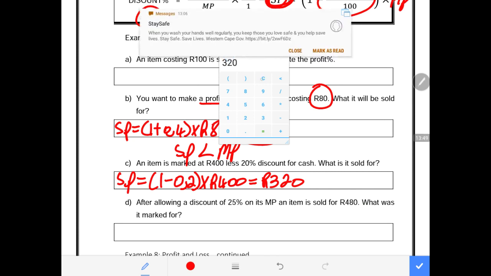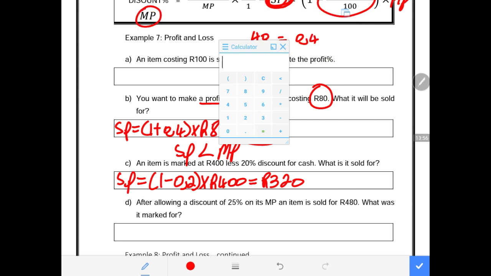There the message, stay safe, wash your hands well regularly, but we are not there.